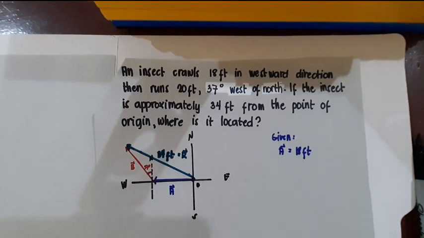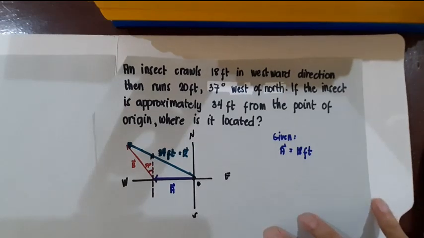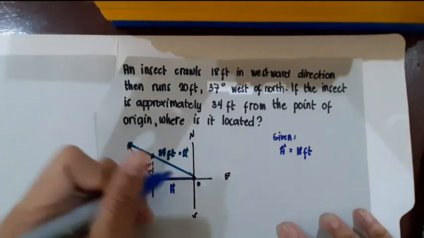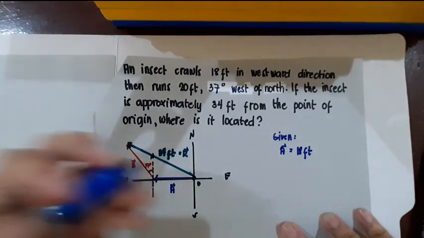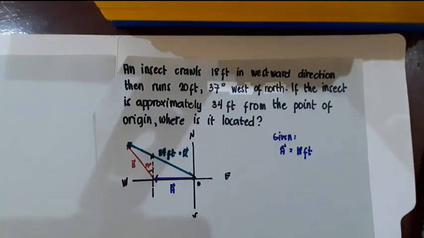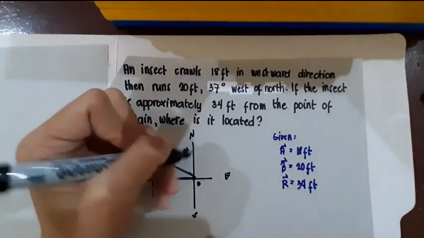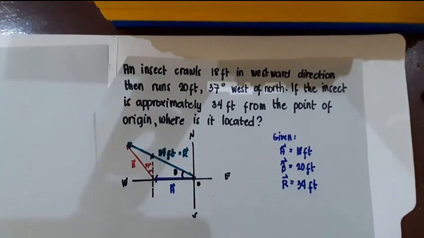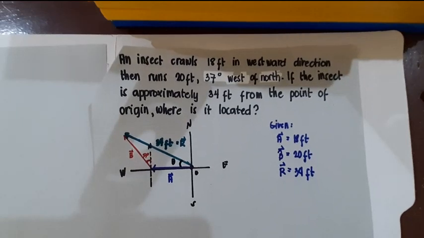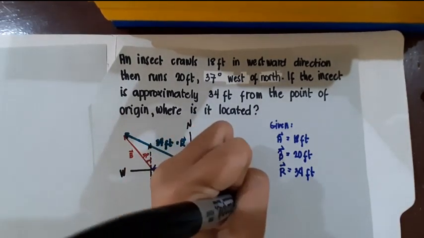Here, what we are trying to find is the location, or the angle of the insect from the origin. Since the distance from the origin is given, we are going to look for your angle. So that's your theta here. What are we going to use? Given three sides, and we are looking for an angle, we can use the law of cosines.